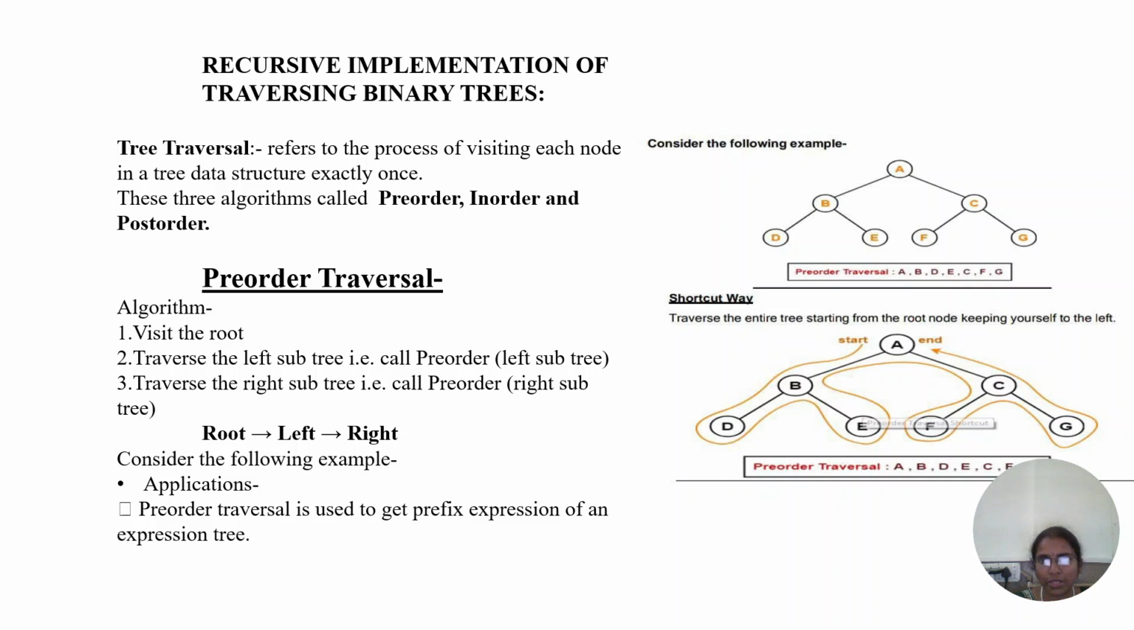If we traverse that in pre-order, first we have to visit the root node. What is the root node? The root node is A. And next we have to visit the left child, so the left child is B. And then the left child of B, that is D. And next we go to the right child, that is E. And then the right child of A is C, and then F and G. That is the pre-order traversal.